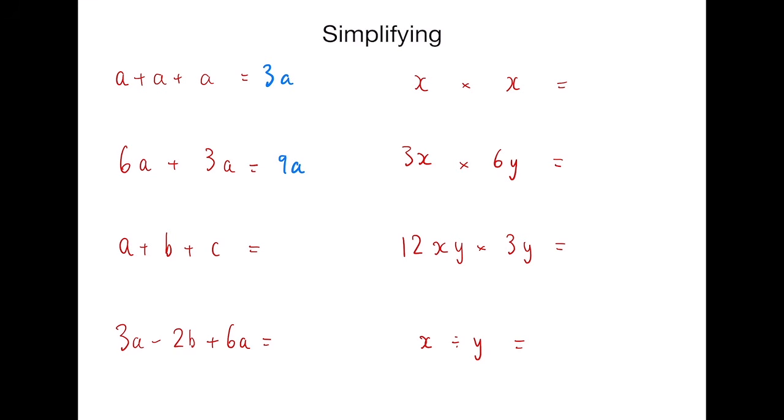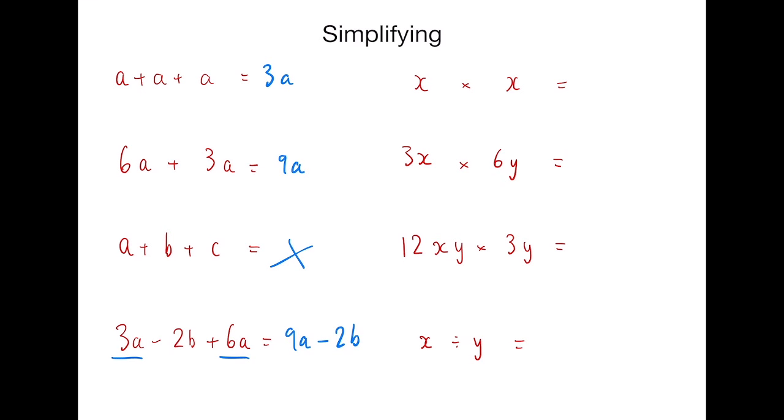A plus b plus c, now those are different objects or different letters. So you ignore them because we cannot simplify that any further. 3a minus 2b, add 6a. Now look at the 2 you have. 3a plus 6a is 9a, and then the minus 2b just stays.